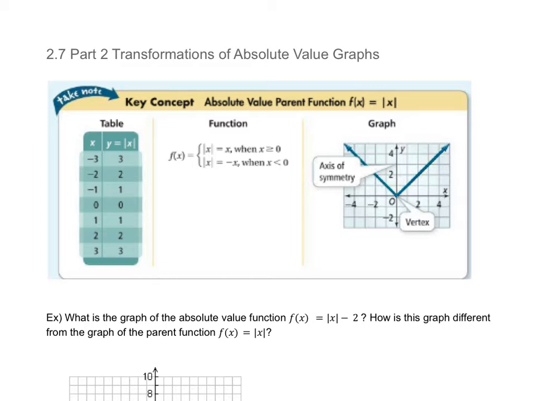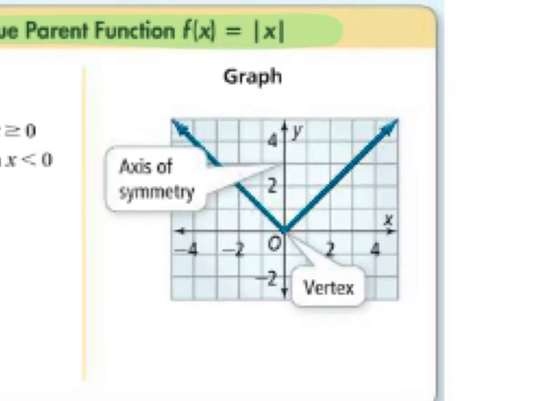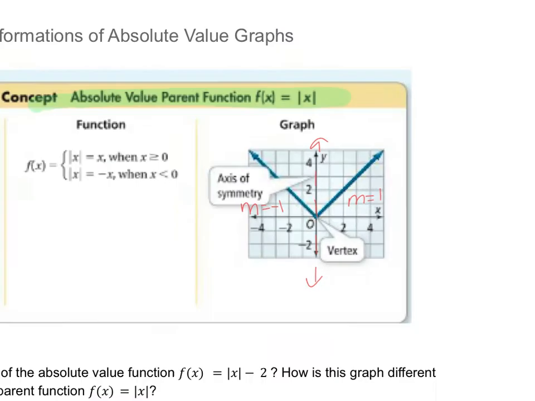So let's first recap on the parent function. The parent function is just y equals the absolute value of x. It starts at 0, 0. The slope of this line is +1. The slope of this line is -1. The center point is the vertex. This right here would be your axis of symmetry, which means it cuts it in half. It's the same left and right.